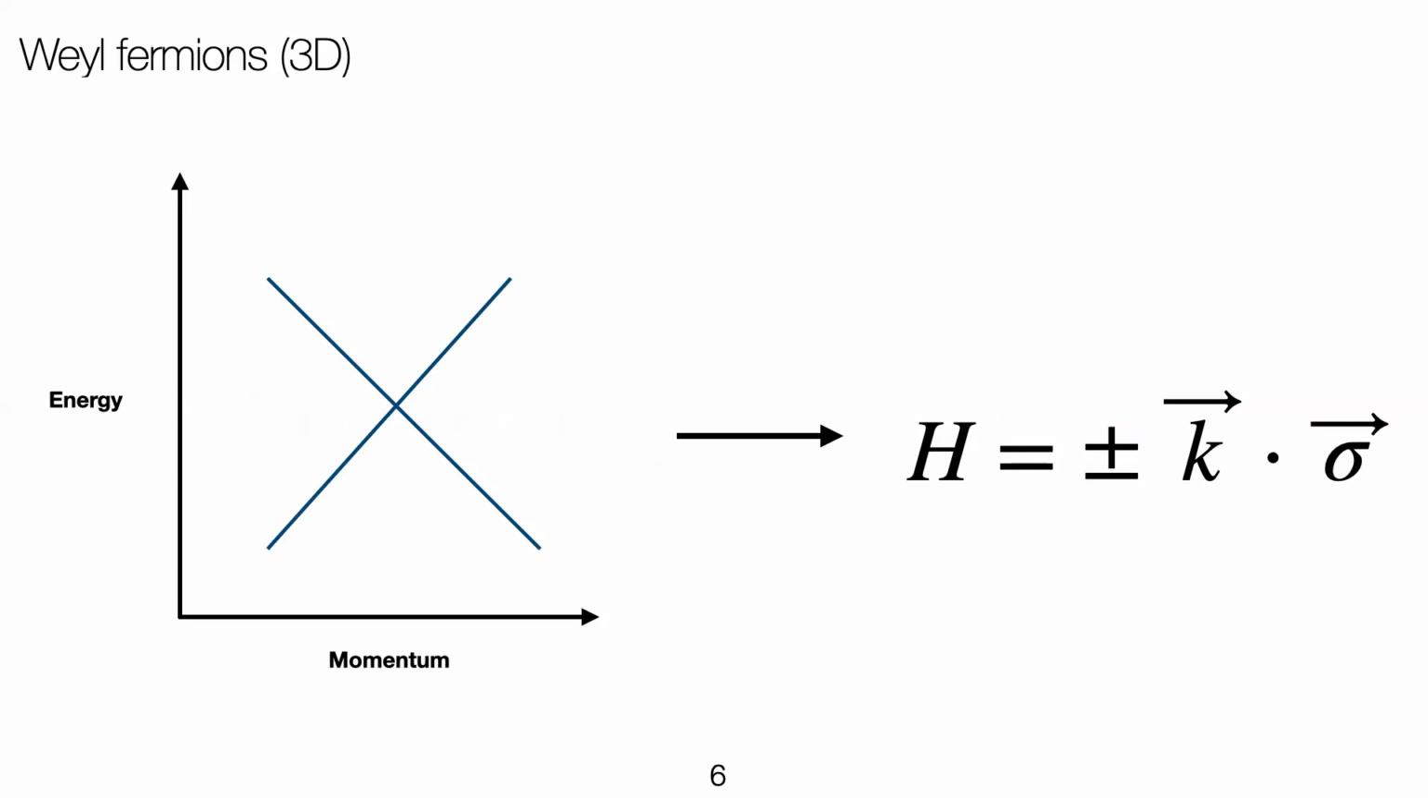And in 3 dimensions, you can write the Hamiltonian describing the physics of this as basically H equals plus or minus k dot sigma, where sigma is the 3-vector containing the Pauli matrices. And so if you compute the eigenvalues of this Hamiltonian, you observe a linear crossing. And this crossing precisely is what I call a Weyl fermion. Great.